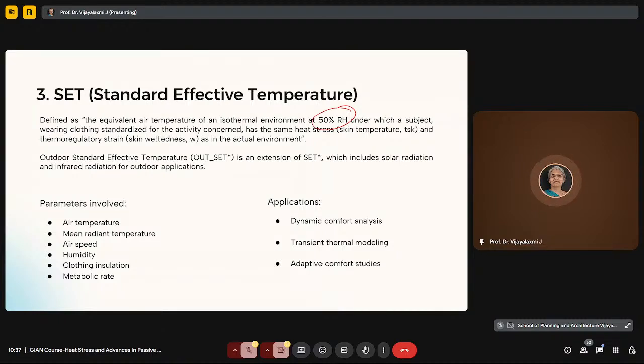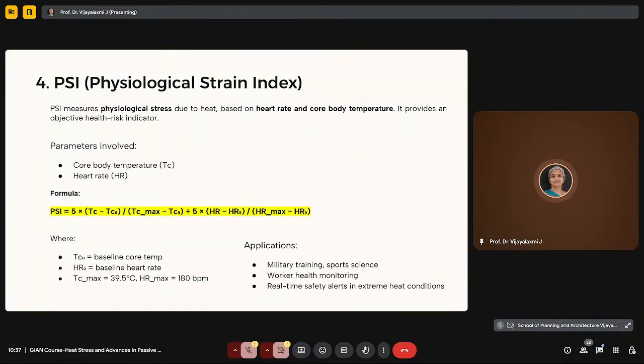Now, outdoor standard effective temperature is an extension of this, which includes solar radiation and infrared radiation for outdoor applications. The factors they consider are air temperature, mean radiant temperature, air speed, humidity, clothing insulation, and metabolic rate. This is applied for dynamic comfort analysis, transient thermal modeling, and adaptive comfort studies. So be careful about what you want to study, and based on that follow the system.